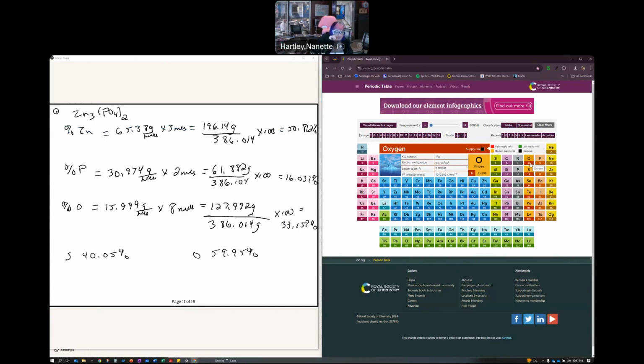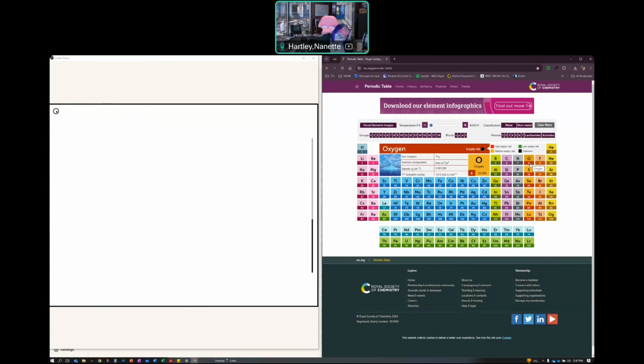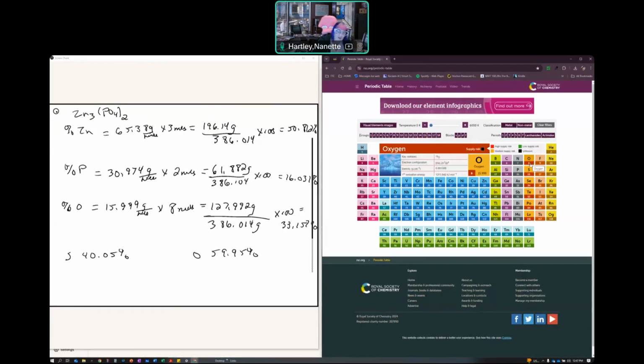What's the empirical formula? So when I go this direction, we're going to make an assumption based on what I've been told. I'm going to assume that the total mass that I have is 100 grams. So if it's 100 grams, that means I have 40.05 grams of sulfur and 59.95 grams of oxygen. And again, total mass equals 100 grams.